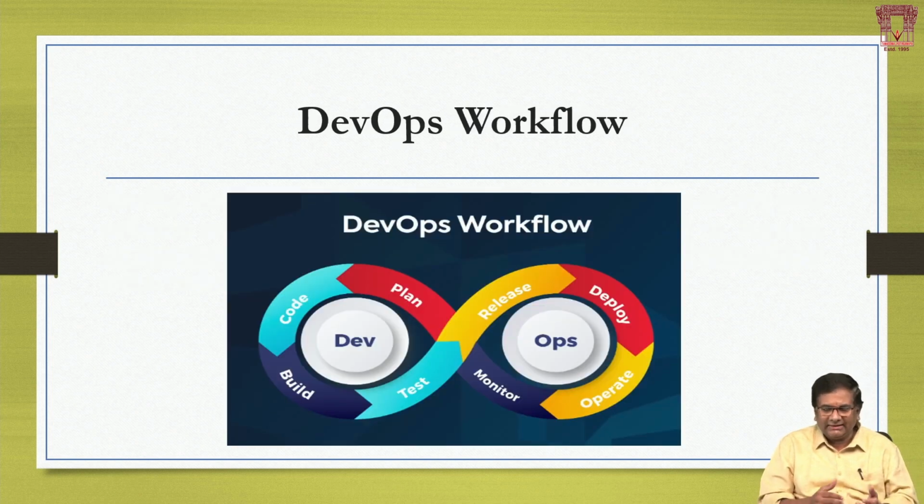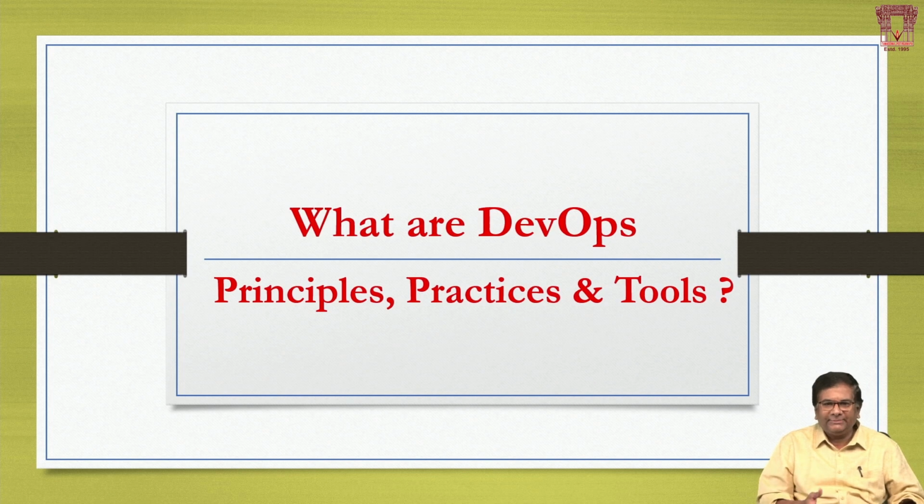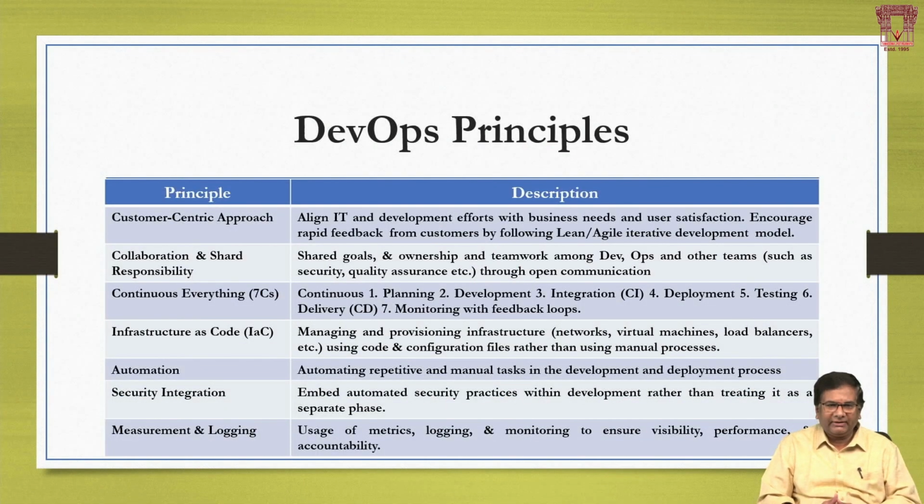So this is what I told: dev and ops teams work together in an infinite loop kind of way. So dev should be aware of ops, and ops should be aware of dev. This is actually a foundation for DevOps principles and practices. So again, what are DevOps principles, practices, and tools? Let's dig further. Now, these are the fundamental principles of DevOps.